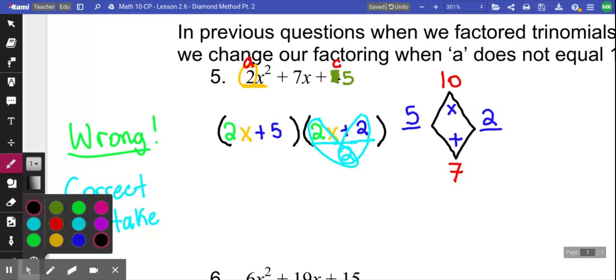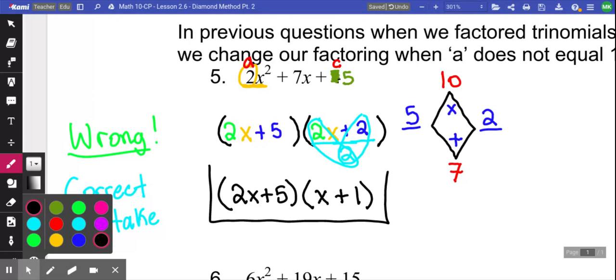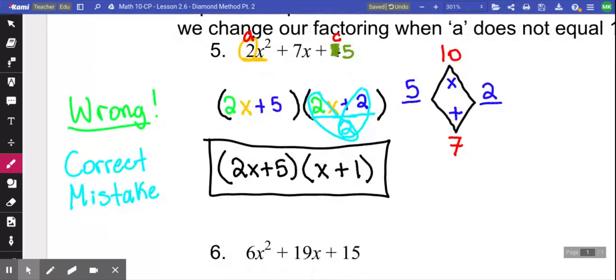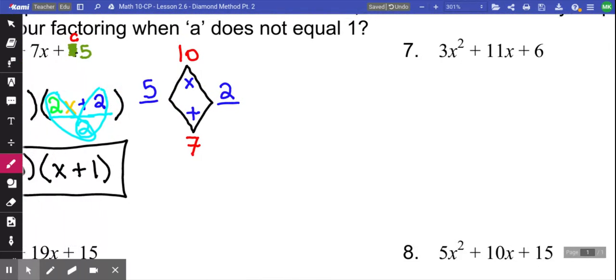So this becomes 2x plus 5, 1x plus 1. And that is my factored trinomial. I call this strategy diamond and correct because we're still going to do the diamond method, but we're purposely going to make a mistake on the a value, and then we're going to correct our mistake on the a value. We'll try another one. Let's try this one.